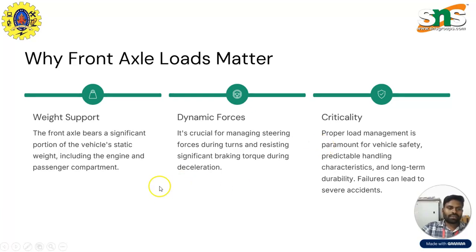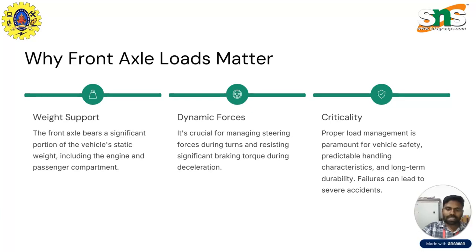So first, the weight support. The front axle bears a significant portion of the vehicle's static weight, including the engine and the passenger compartment. Yes, we know this front axle is placed on the vehicle frame, and it also holds some amount of the load of the vehicle structure.